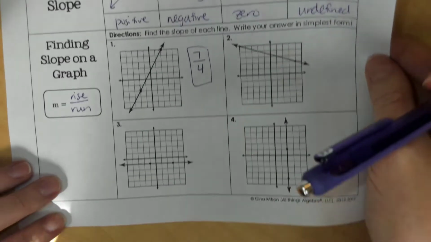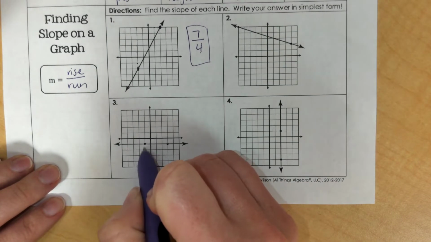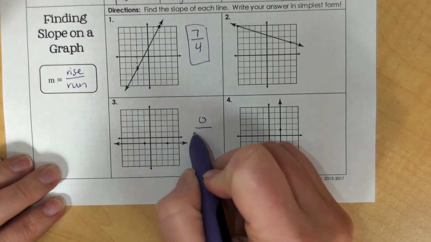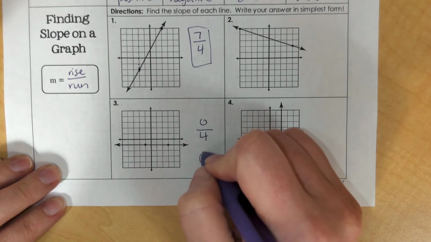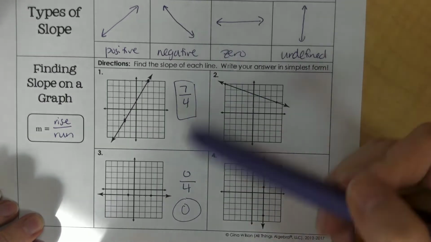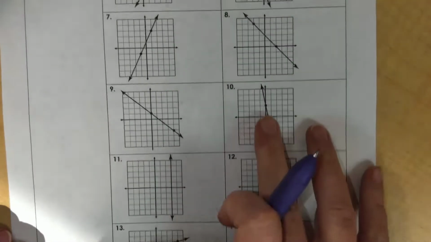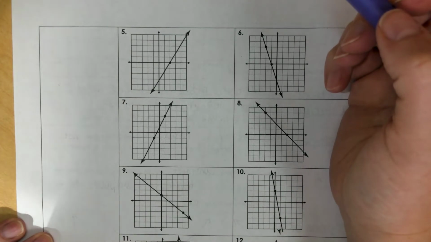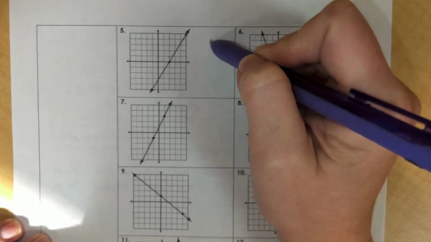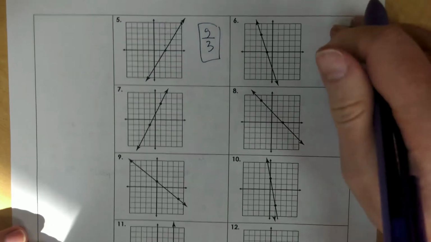Okay. Another example here on number 3. We have this point here and this point here. So the rise is 0. I'm not going up any. The run is 1, 2, 3, 4. And so I end up with a slope of 0. Okay. And just like we said, a horizontal line has a slope of 0. Couple more examples. Let's look at number 5. We have a point here and a point here. So rise, 1, 2, 3, 4, 5. Run, 1, 2, 3. And so we have a slope of 5/3.